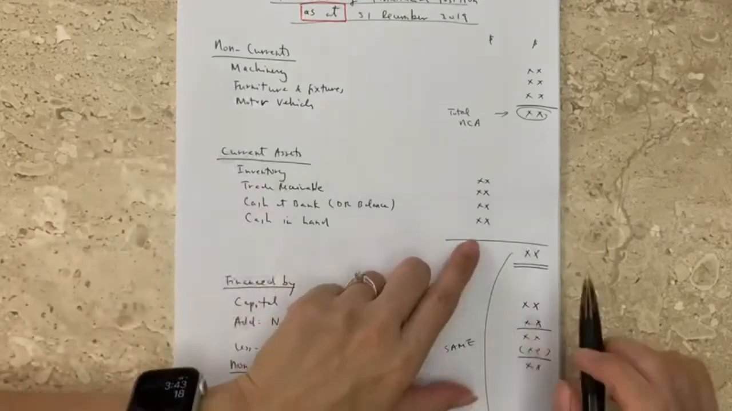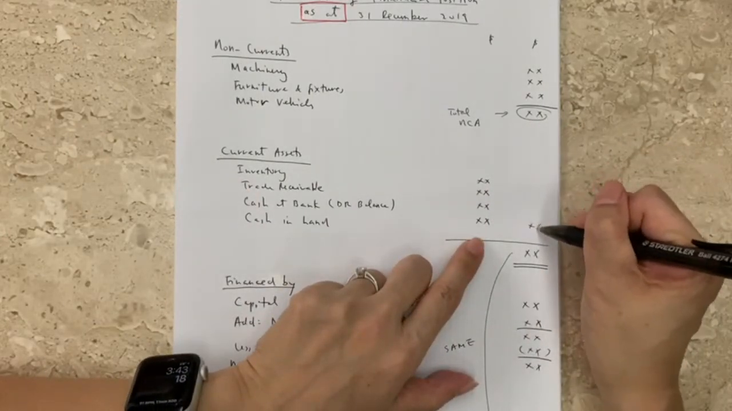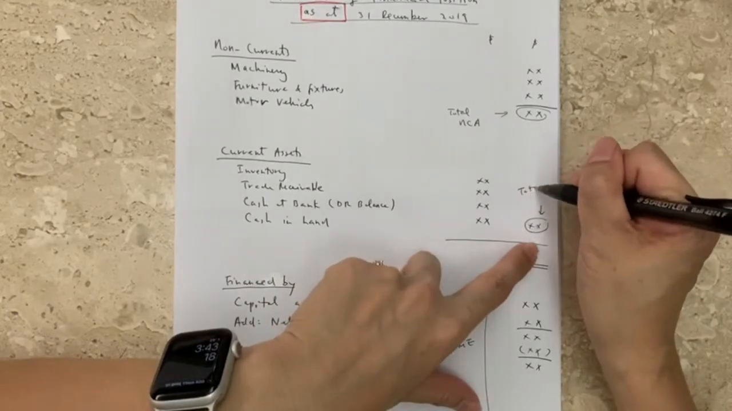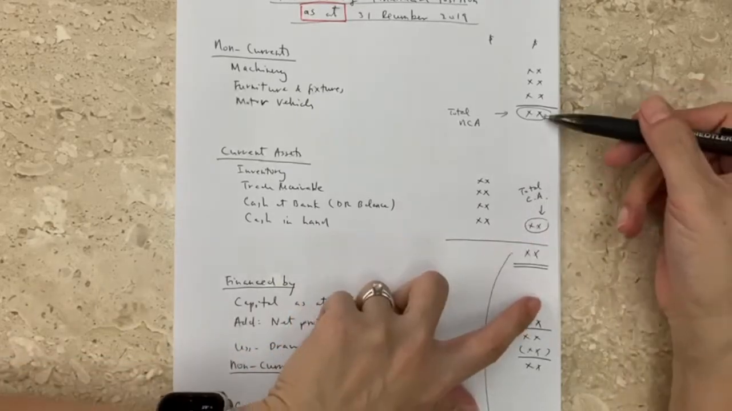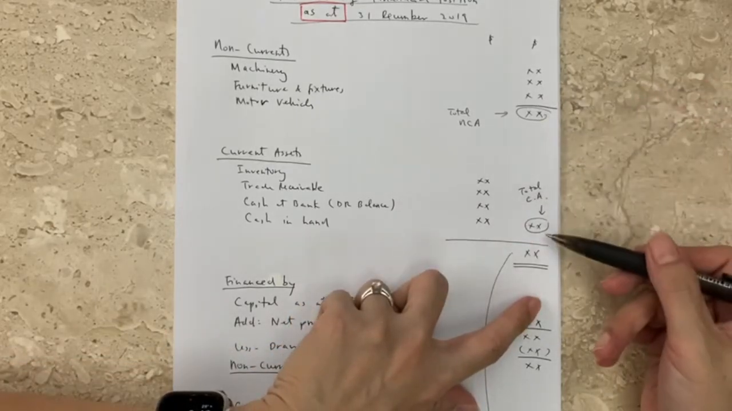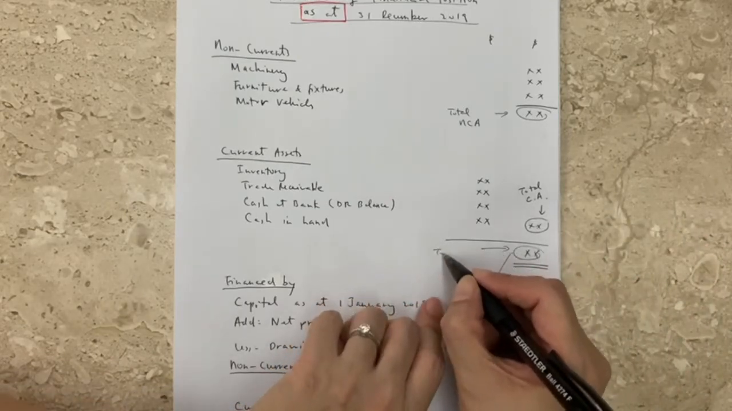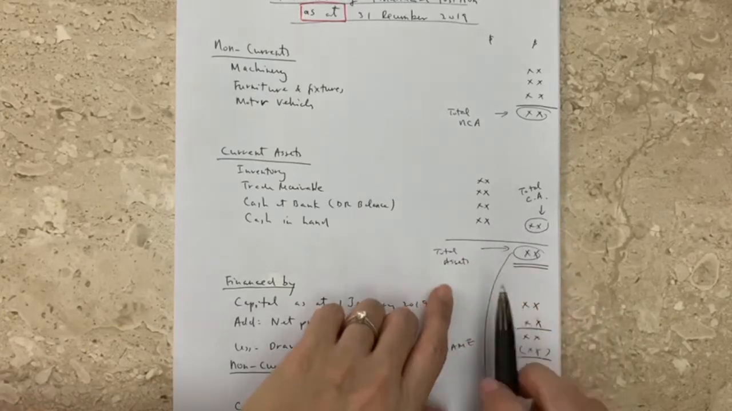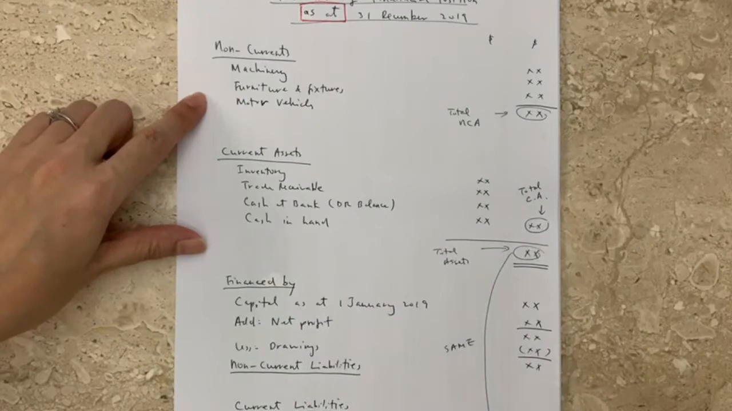Okay, so if you add up these four figures and write the total here, this figure is total current assets. And then we have total non-current assets plus total current assets, so this figure means total assets. Okay, so we finished the first part of the statement of financial position.